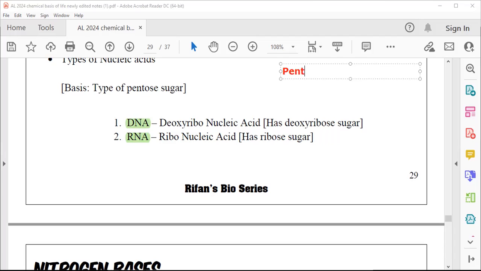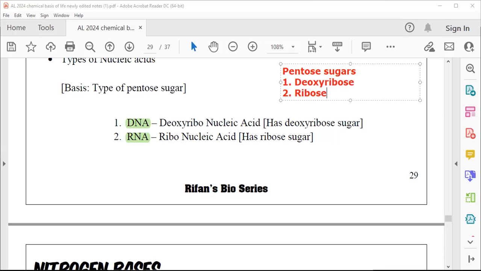What are the pentose sugars? One pentose sugar is deoxyribose. The other pentose sugar is ribose. Another one is there, ribulose, but that doesn't get involved in making nucleic acids. So what are the pentose sugars involved in making nucleic acids? Deoxyribose and ribose.